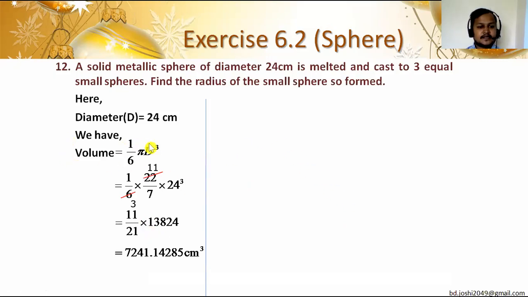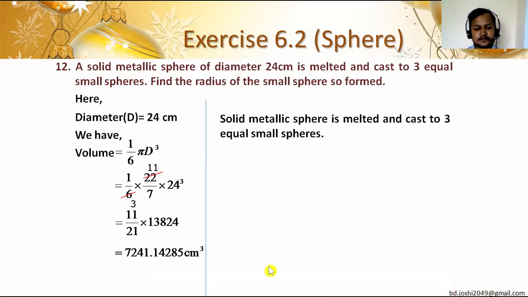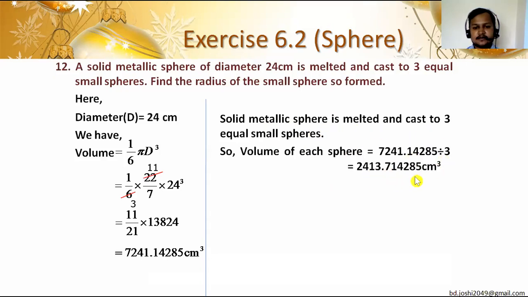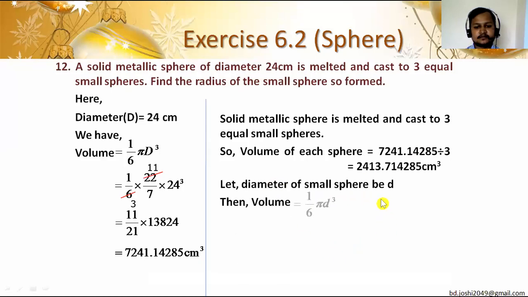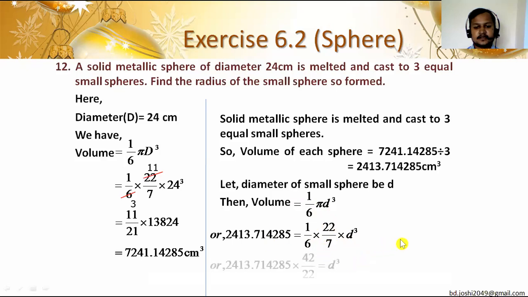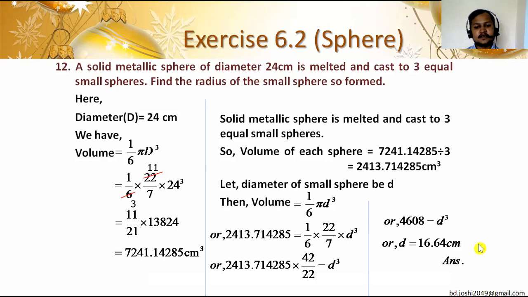And now, after finding the volume of this big solid sphere, it is divided by 3. Time is near about 1 minute, so let's try to finish it. It is cast into 3 equal spheres, so it is divided by 3. We will get the volume of 1. Let the diameter of the small sphere be small d, and then use the formula of it and get the value of d by doing calculations on it. And we get the value of d, that is 16.64 centimeter. This is our required answer.